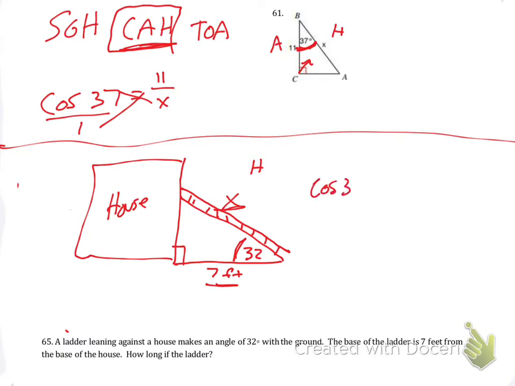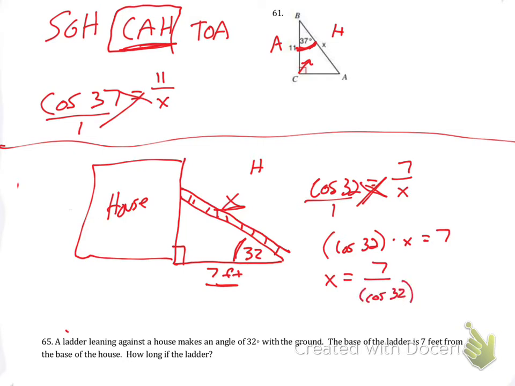So we'll do cosine 32 is equal to 7 over X. Set that equal over 1, cross multiply. So cosine 32 times X is equal to 7. I want to get X by itself, so I'm going to divide each side. So X is equal to 7 divided by cosine 32. I'll just do my calculator, 7 divided by, hit the cosine button, then 32, close parentheses, 8.25, so that'd be 8.3, and then it's feet. And that would be your final answer.